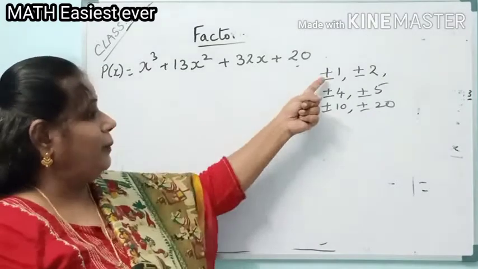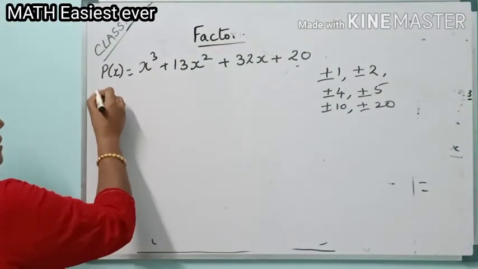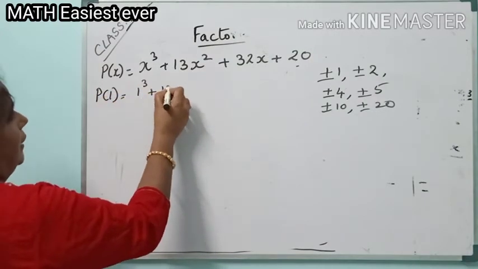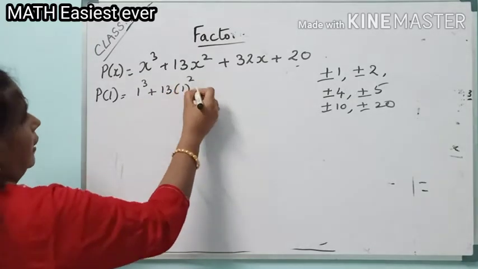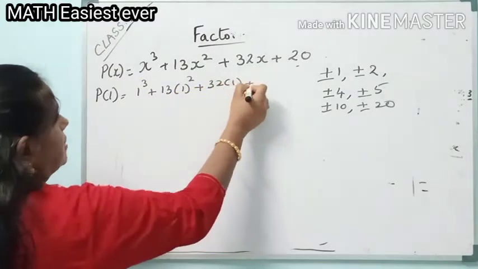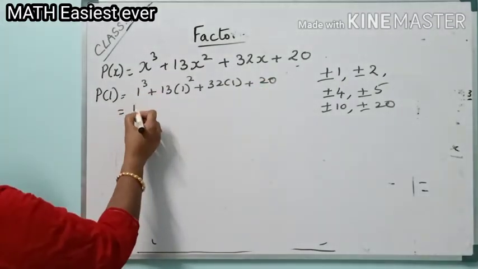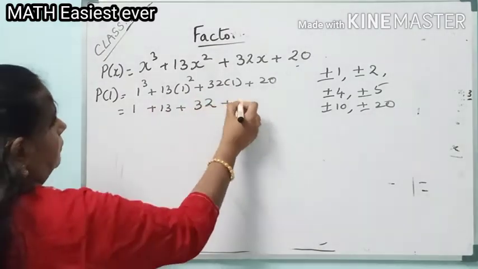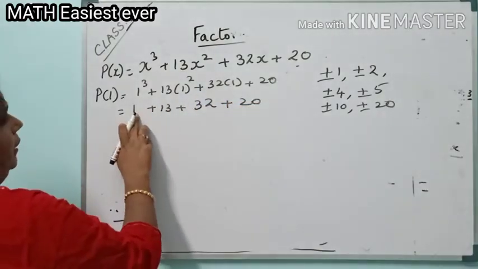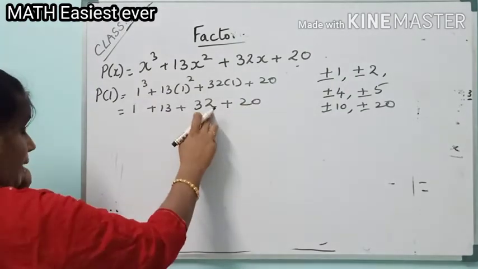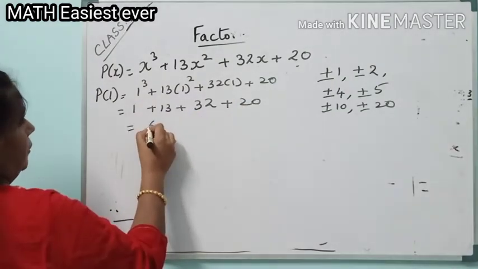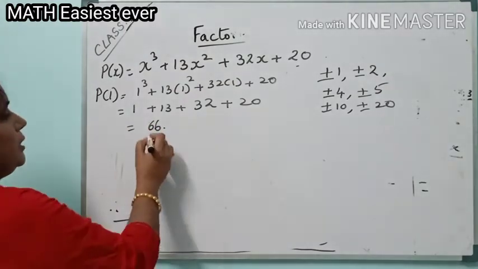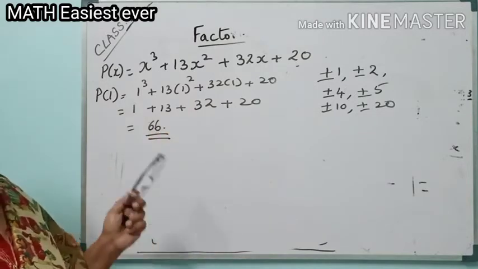So we'll start with plus 1. In place of x, you write 1, P of 1. P of 1 means 1 cube plus 13 into 1 square plus 32 into 1 plus 20. 1 cube is 1, 1 square is 1, plus 13 plus 32 plus 20. 14 plus 20 is 34. 34 plus 32 is 66, which is not equal to 0.